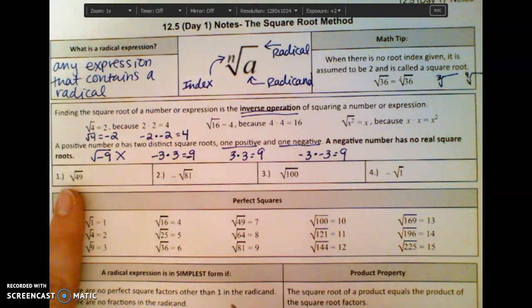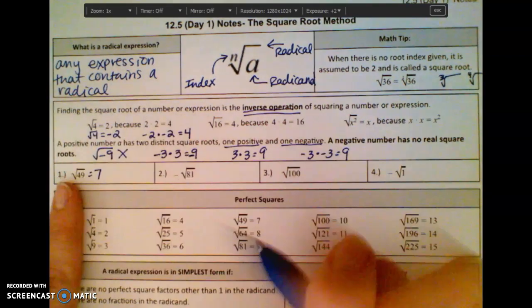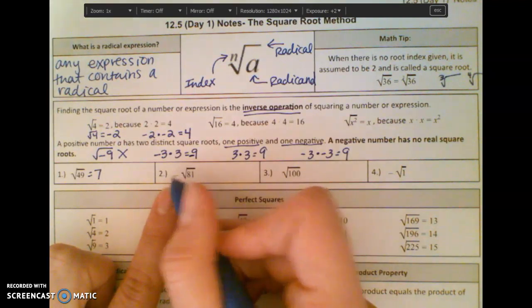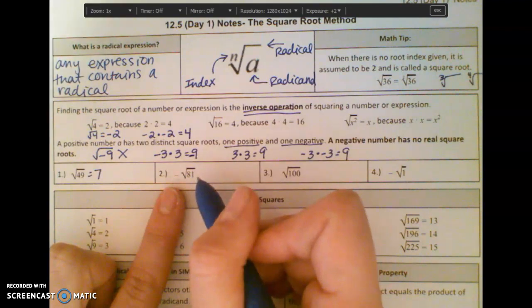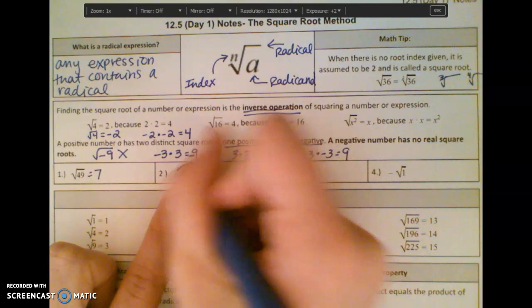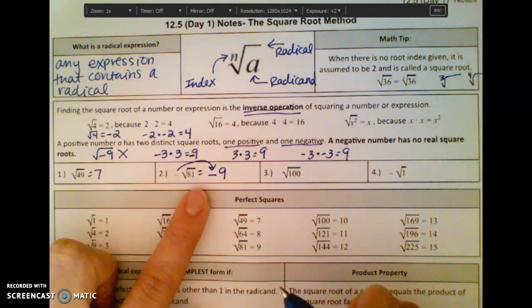And that is why a negative number has no real square roots. Let's answer a couple questions. The square root of 49. What times itself is 49? That is 7. Remember this negative sign. If we put a negative out front, that means we want the negative answer of the square root of 81. We know the square root of 81 is 9, and we want that negative answer. So our answer is going to be negative 9.